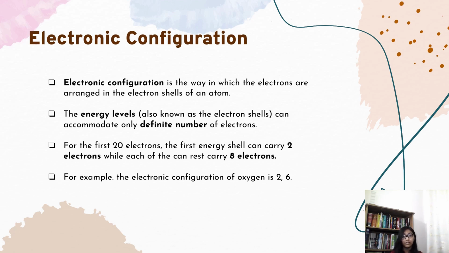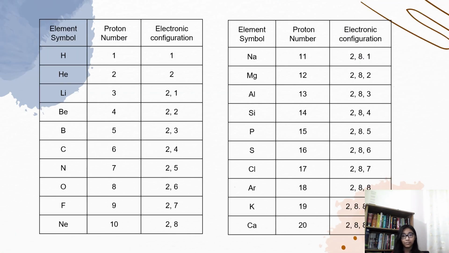For example, the electronic configuration of oxygen is 2 in the first electronic shell and 6 in the second electronic shell. The table here shows the proton number along with the electronic configuration of the first 20 elements in the periodic table.